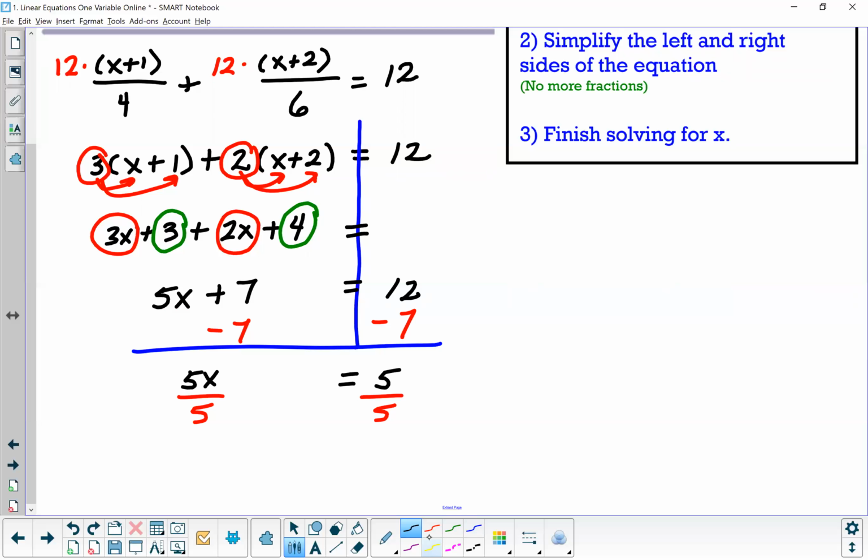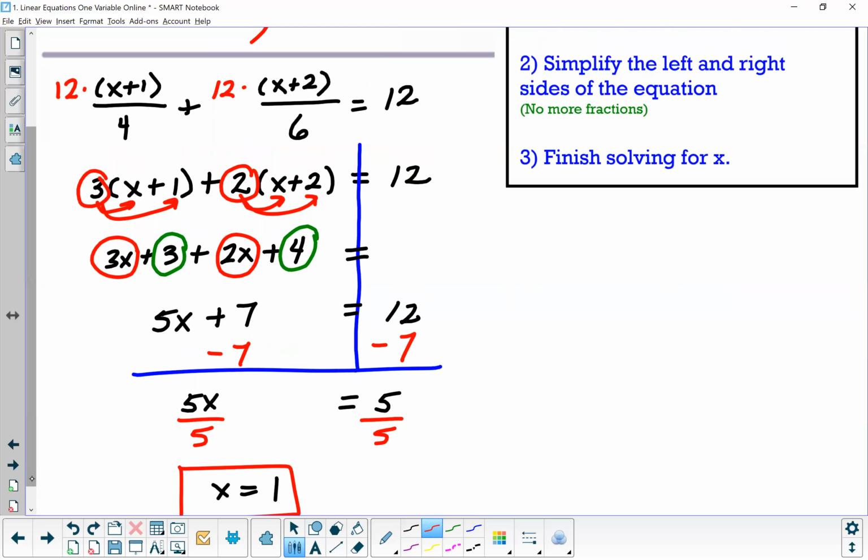And 5 divided by 5 is 1. And 5 divided by 5 is 1. So we have 1x equals 1. Okay, up until this point, we haven't been checking our answer, which is a little bit lazy. But let's see, is 1 actually the answer?